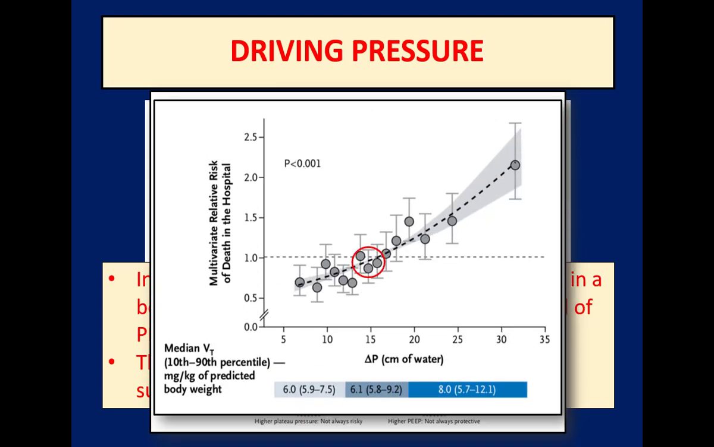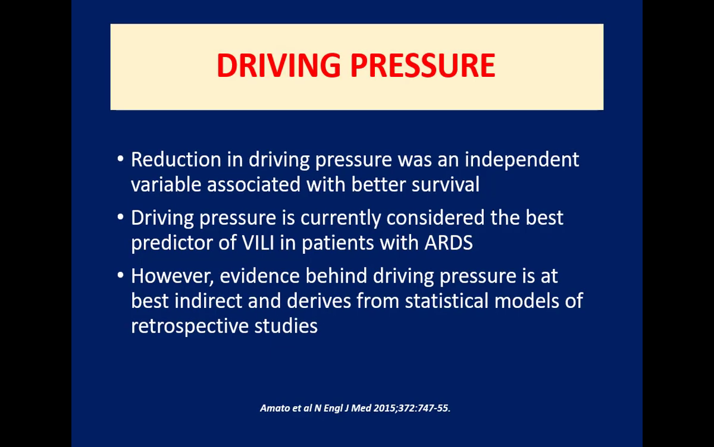As you can see, this was the multivariate relative risk of death in hospital in this subgroup of patients, and around a driving pressure of 15, the mortality was the lowest. Here you can see they have selected 6.1 ml tidal volume, and this was the 8 ml tidal volume per predicted body weight, and around a driving pressure of 15, the mortality was lowest. So reduction in driving pressure was an independent variable associated with better survival.